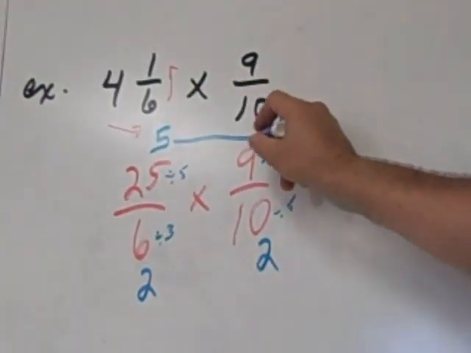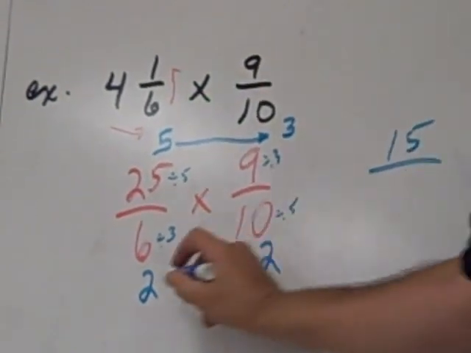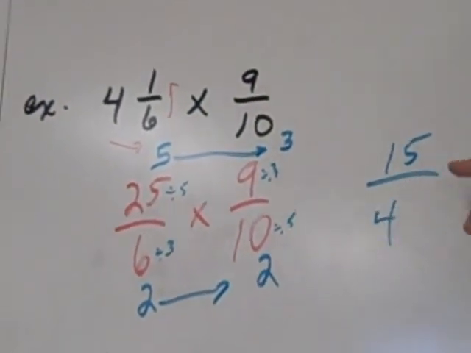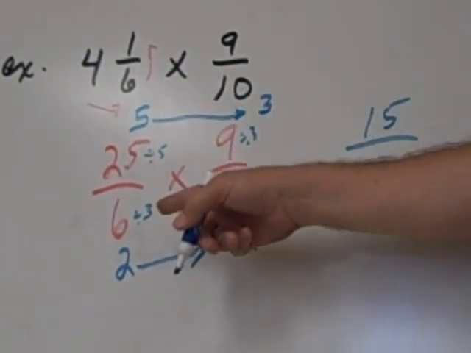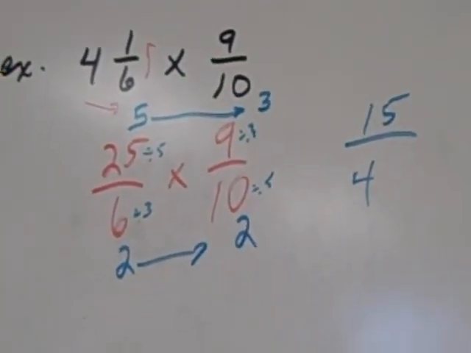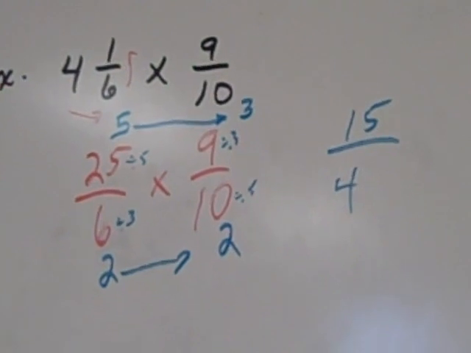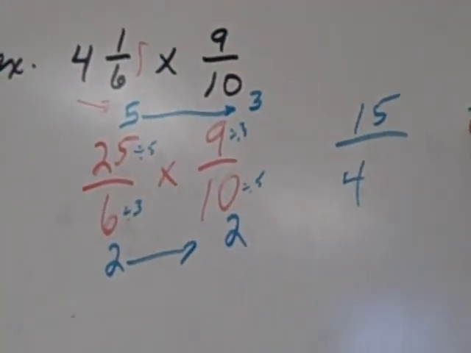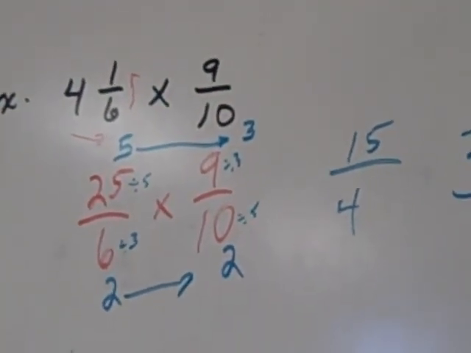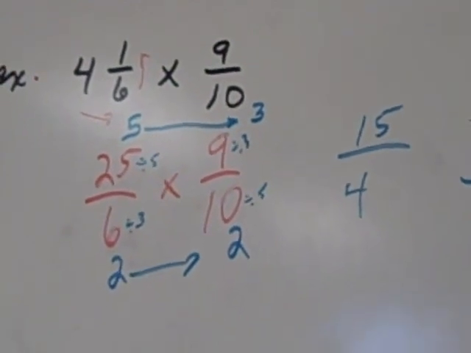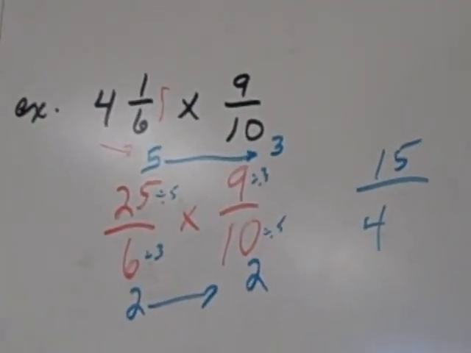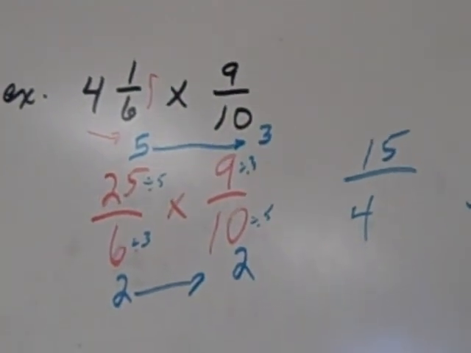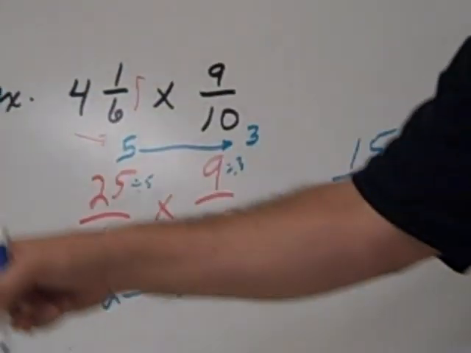Now, let's go 5 times 3, 15. 2 times 2, 4. Now that's a lot easier to work with than 25 times 9 over 60, right? Ooh, man, that would have been big. How many 4s make 15? 3. How many leftovers? 3. It's the same 15 fourths as over there. The only thing is we had a whole different problem right here.